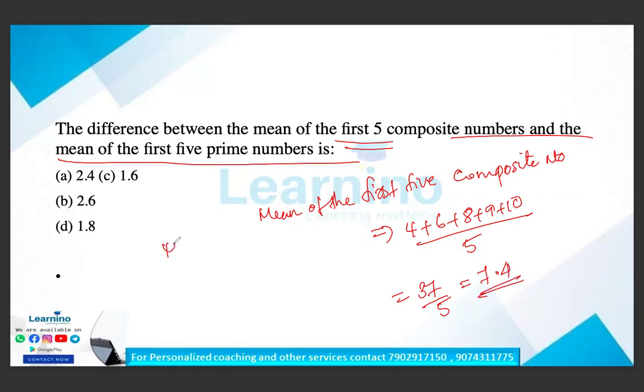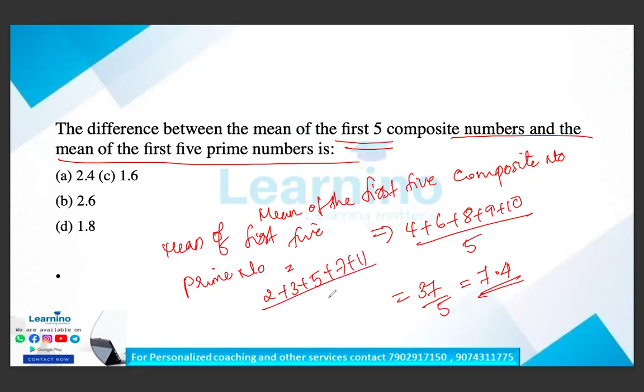Mean of the first 5 prime numbers will be 2 plus 3 plus 5 plus 7 plus 11 divided by 5, that is equal to 28 by 5, equal to 5.6. So the required difference will be 7.4 minus 5.6. Answer will be 1.8. Option D will be the correct answer of this question.